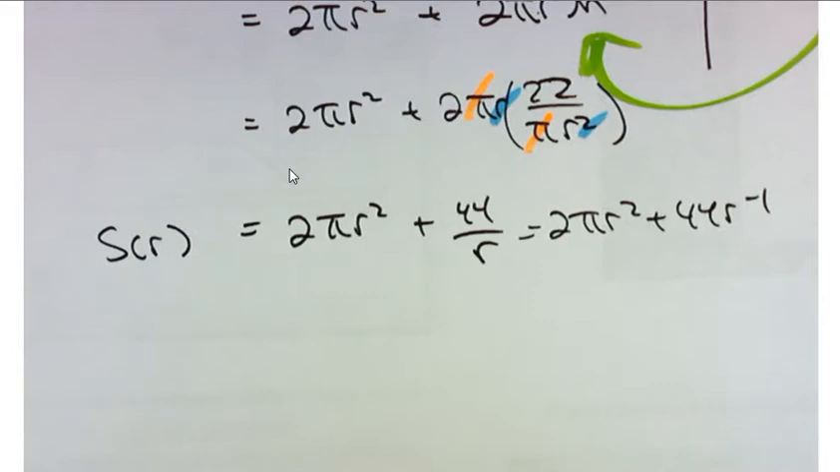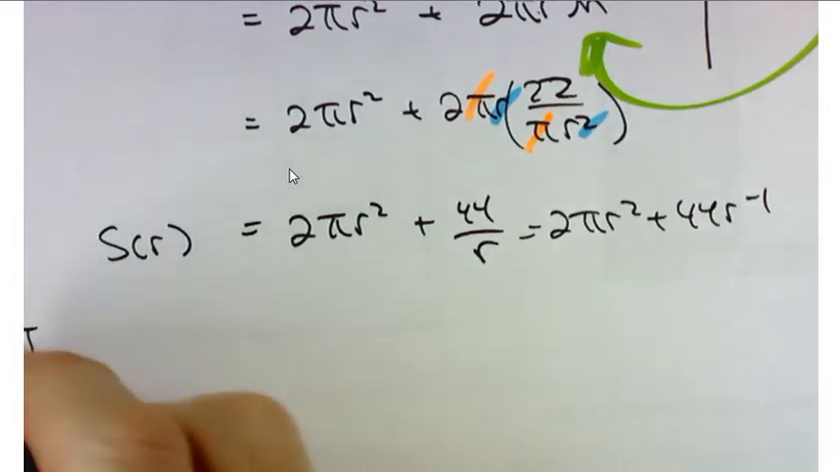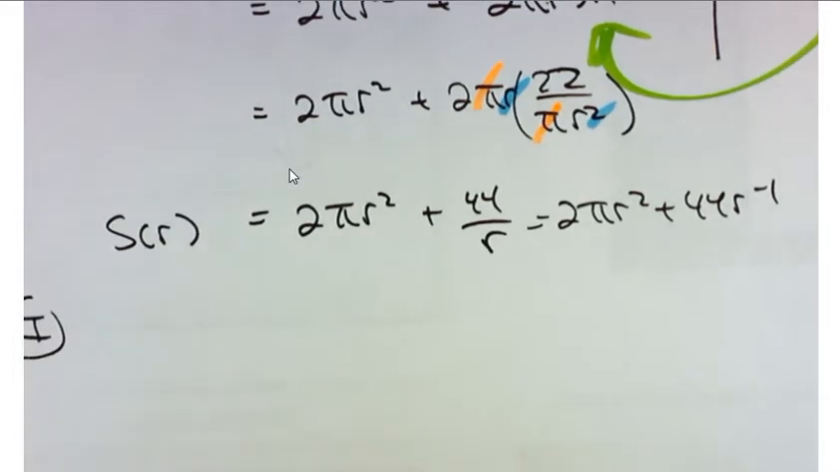What's the next step? Find the interval. Good. So the interval. What values make sense for r?